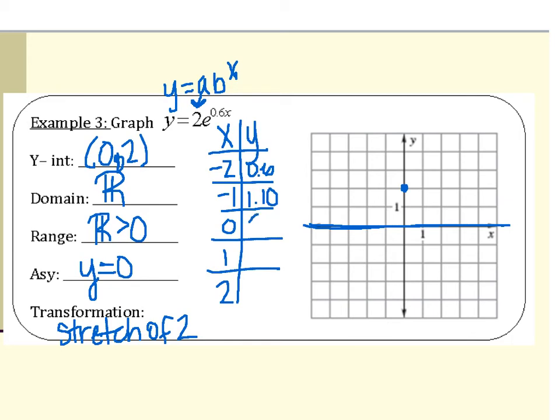0, we know, gives us 2 because that's our y-intercept. If you plug 1 in, you get 3 and 64 hundredths. And if you plug 2 in, you get 6 and 64 hundredths, and that would be off our graph, so we won't worry about graphing that one.